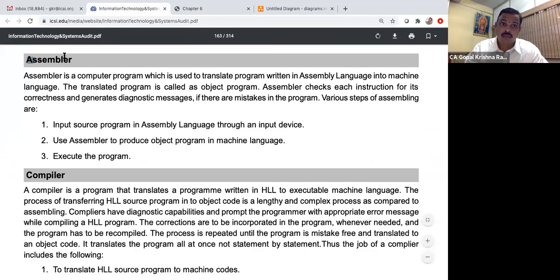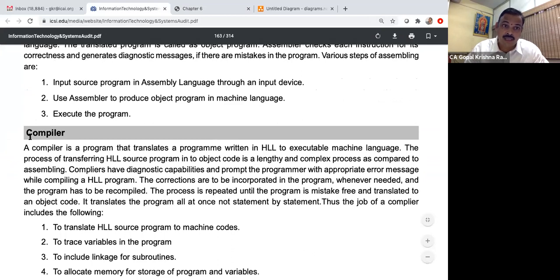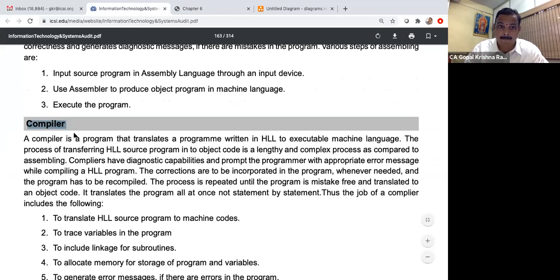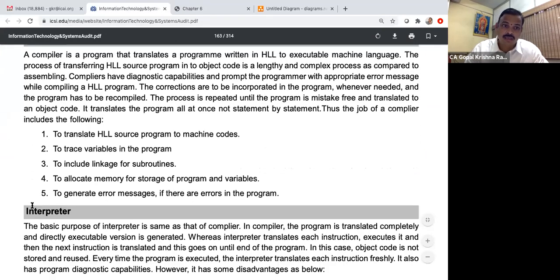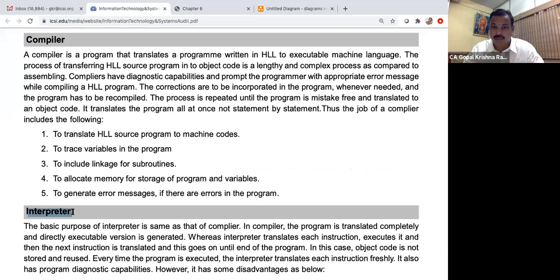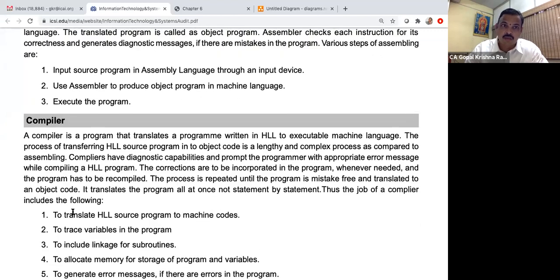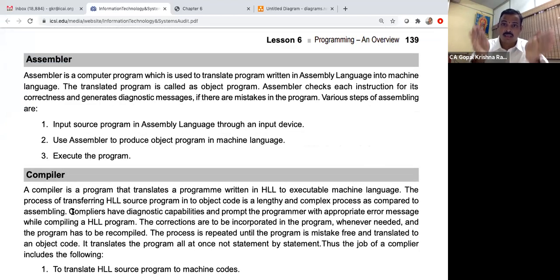Assembler is for the assembly language. Compiler is for the high level languages. And what is interpreter? Interpreter is actually a translator. So I'll come to interpreter a little later. So generally assembler is in between assembly language and CPU. You have just now seen how assembly language looks like. So you will key in assembly language, but the CPU will only understand machine language.